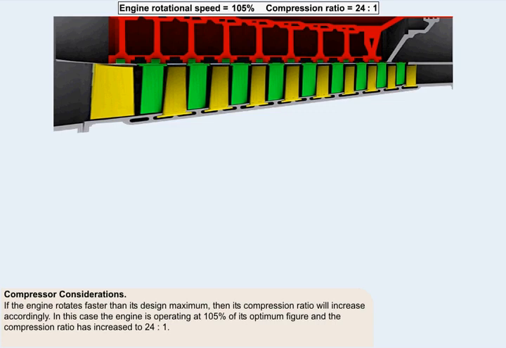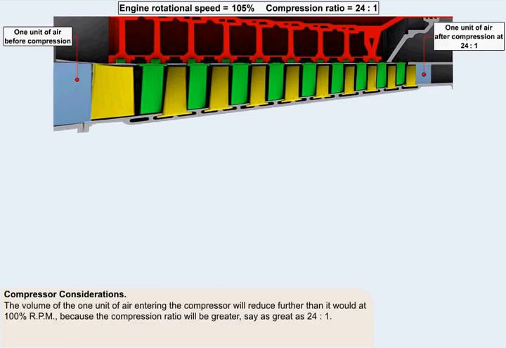If, on the other hand, the engine is allowed to rotate faster than its design maximum, then its compression ratio will increase accordingly. In this case, the engine is operating at 105% of its optimum figure, and the compression ratio has increased to 24:1. The volume of the one unit of air entering the compressor will reduce further than it would at 100% RPM, because the compression ratio is now 24:1.